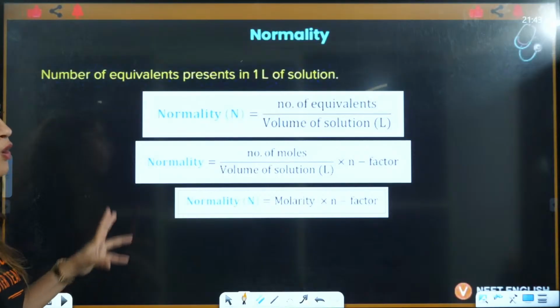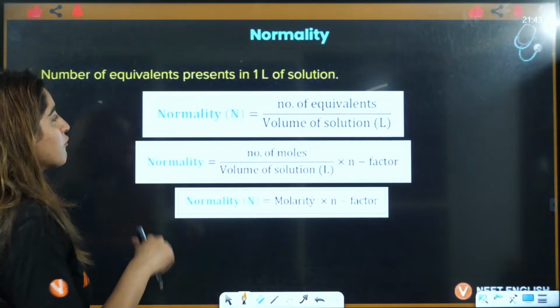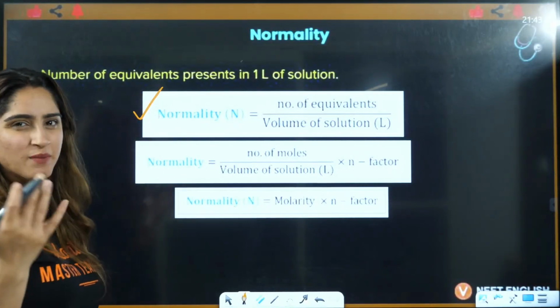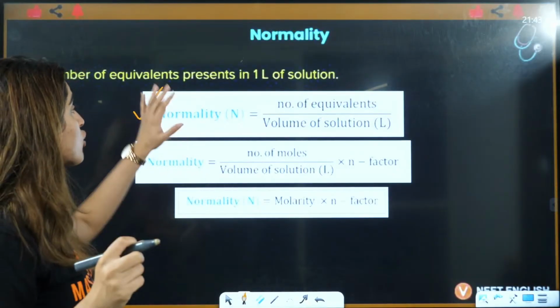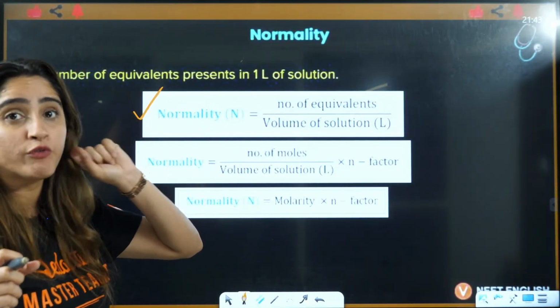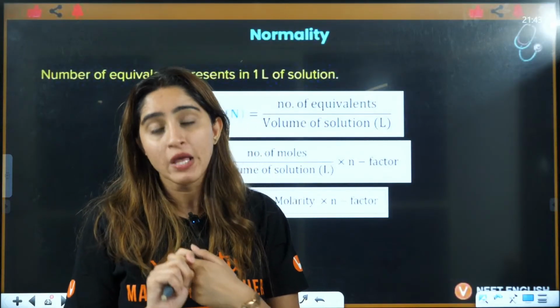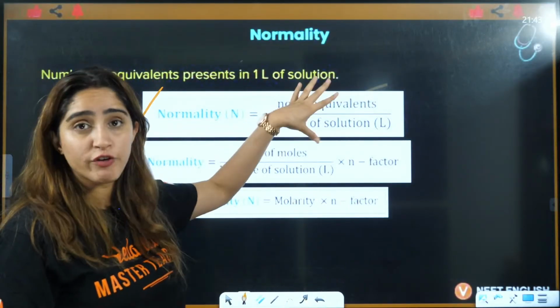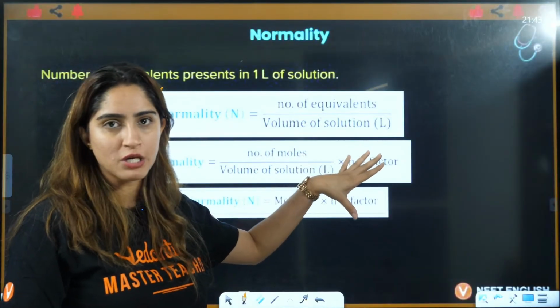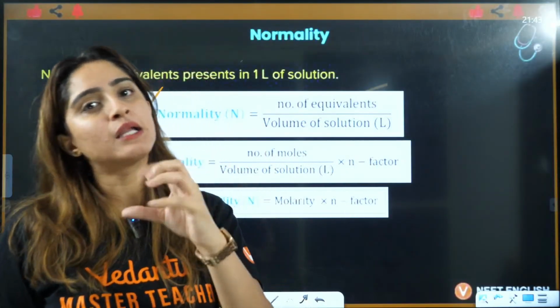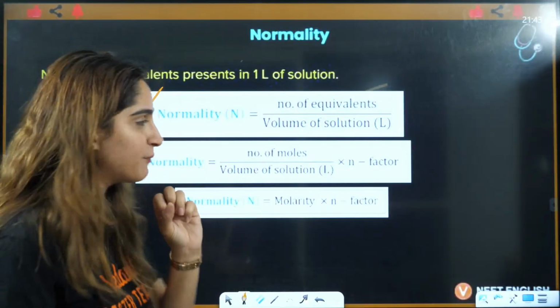Okay. Now, where is it used? First is normality. It seems like the same as molarity. Normality is number of equivalents. Like we have used molarity as number of moles divided by volume, this is number of equivalents divided by volume of solution. Replace number of moles by number of equivalents, that is normality, right?